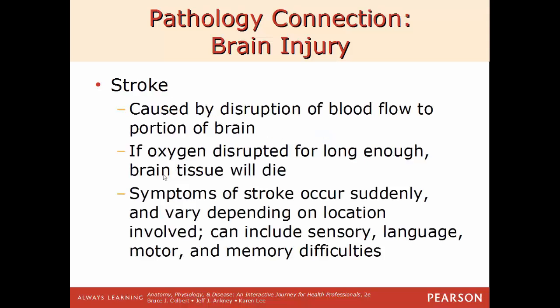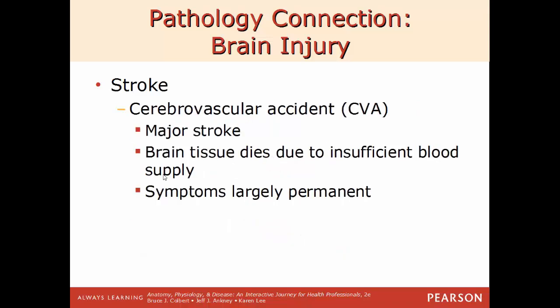Another type of brain injury, stroke, is caused by a disruption of blood flow to a portion of the brain. Now, if oxygen is disrupted for long enough, the brain tissue will die. All tissues, no matter where they're found in the body, need oxygen to survive. Now, symptoms of a stroke can occur suddenly and will vary depending on the location of the brain involved. These can include memory difficulties, language difficulties, sensory and motor difficulties. Strokes are often called CVA, a cerebrovascular accident.